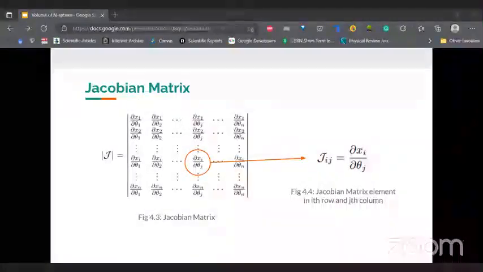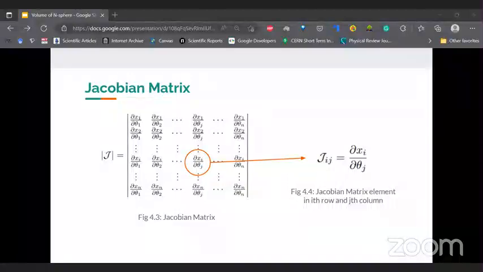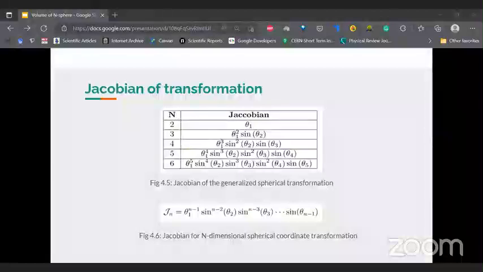Now, computation of this becomes quite tedious when you try to compute them out by hand. So I have used an algorithm to compute them out for me, and here are the results I have obtained. The Jacobians till n equals 6 dimensions are shown here, and from that you can easily conjecture a form, which is shown in figure 5.6, to be the Jacobian for n dimensions.